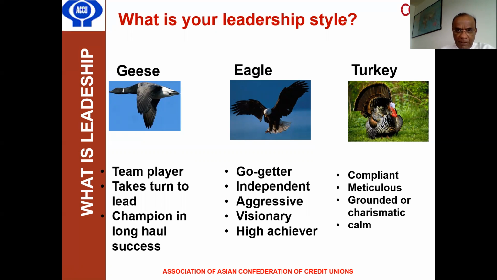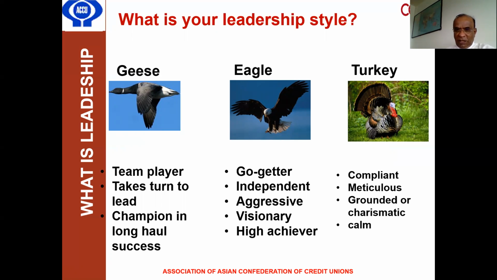Eagle is a bird that flies very high, with high aptitudes and goals, always looking for greater achievement. An eagle is a very independent leader and takes decisions on their own. Another trait is that the eagle is very aggressive, visionary, and a higher achiever. So that is the eagle leadership style. I think now you will be able to check yourself.